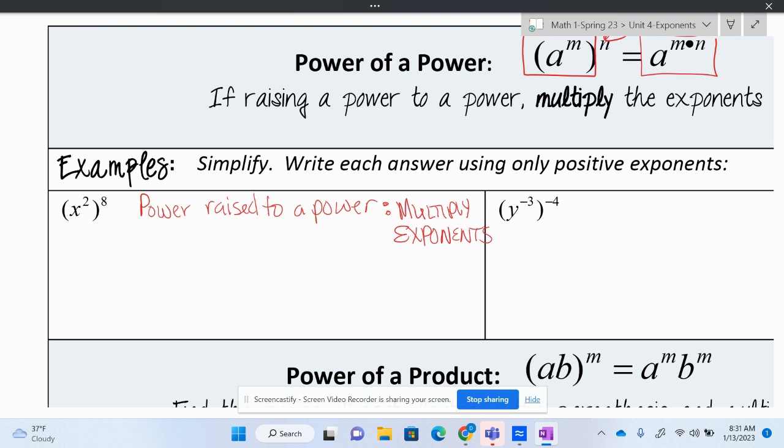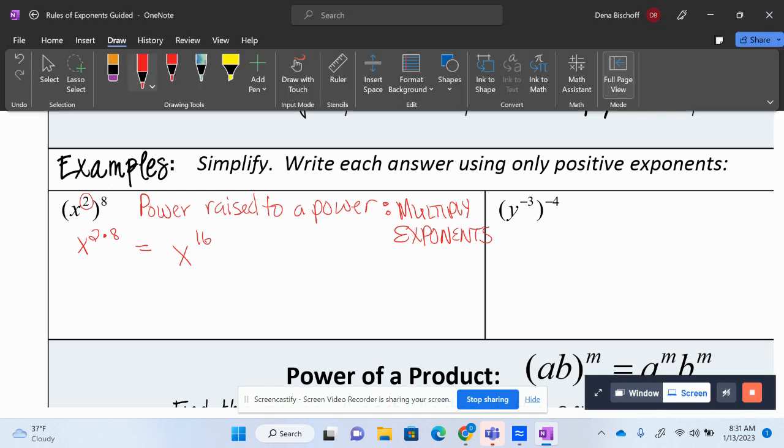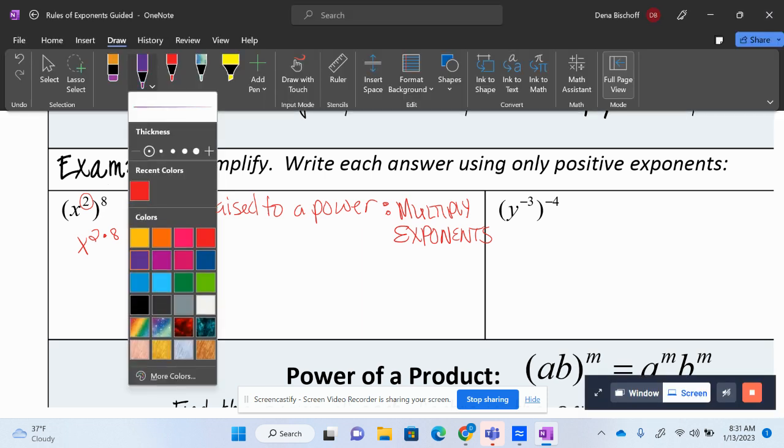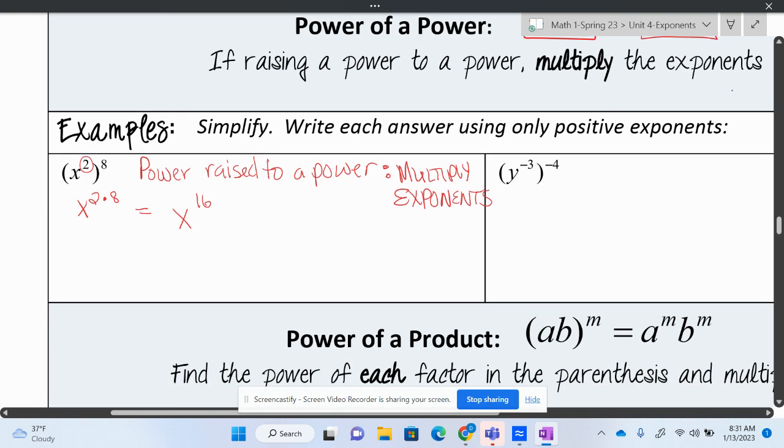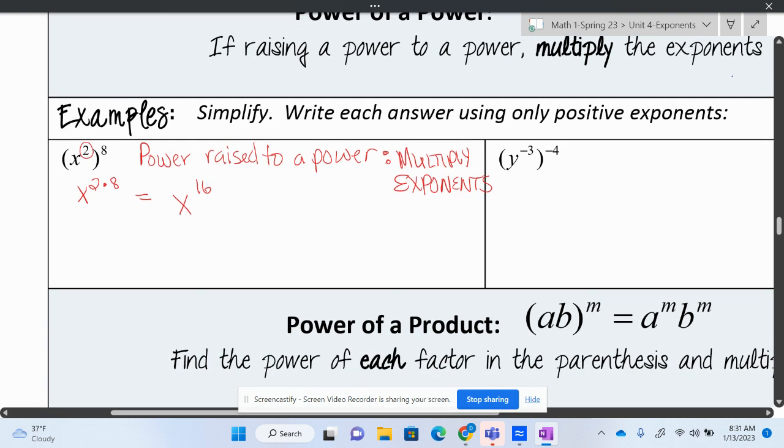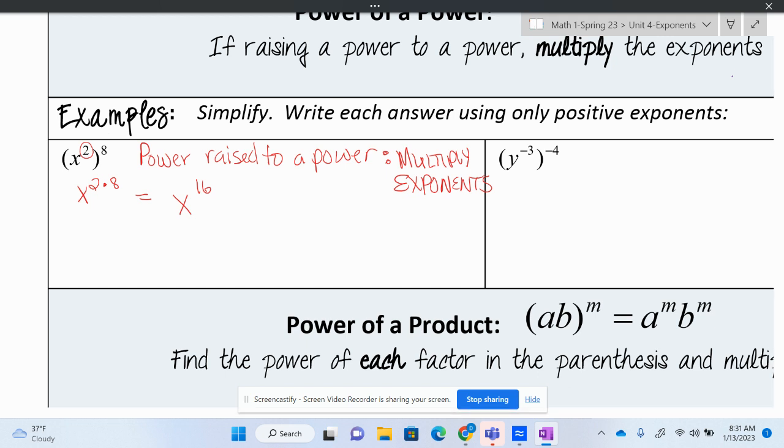So the rule says that you take the exponent inside the parenthesis and you multiply it by the exponent outside of the parenthesis. And 2 times 8 is 16. Now, I will tell you that this is probably, in all of my years of teaching this, the most confused rule, and this is the one that we make the most mistakes on. So I want to show you why this happens, and maybe if you like expanding, it'll work better for you.